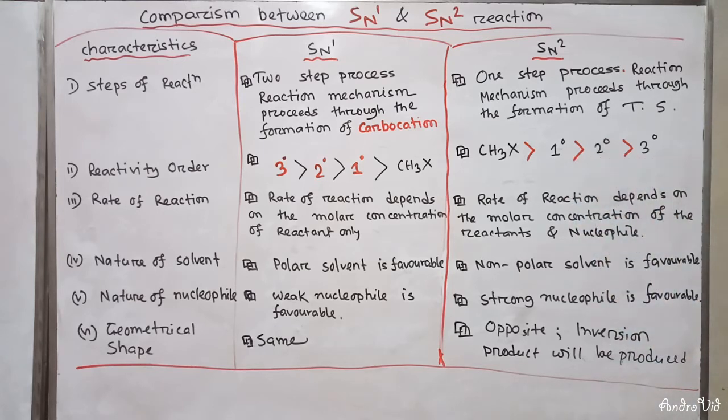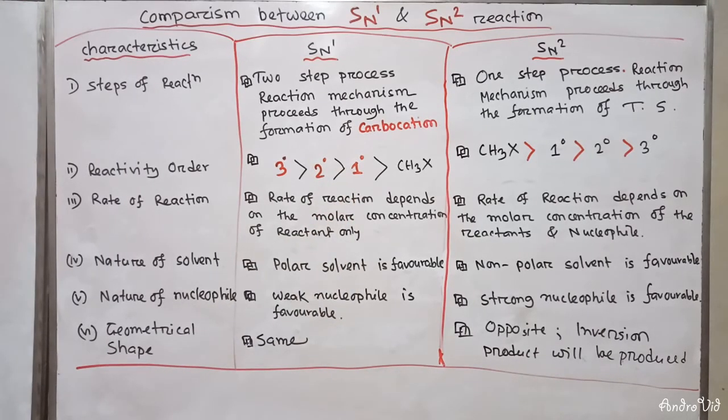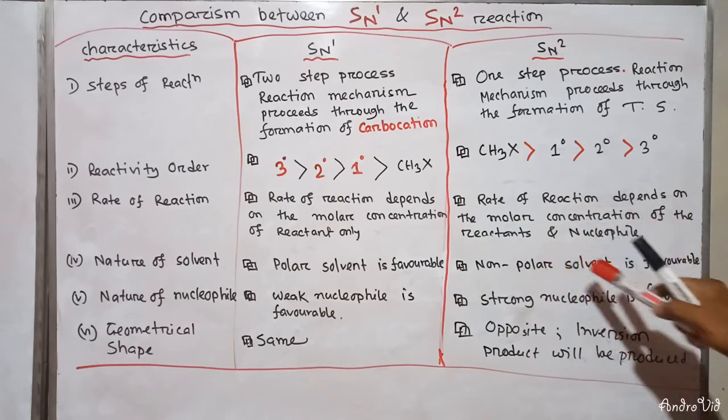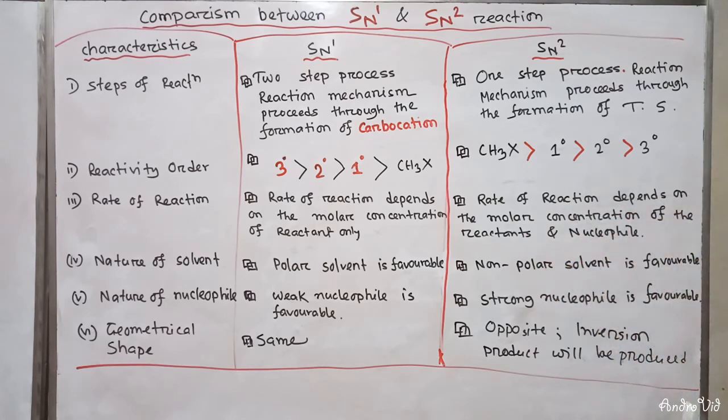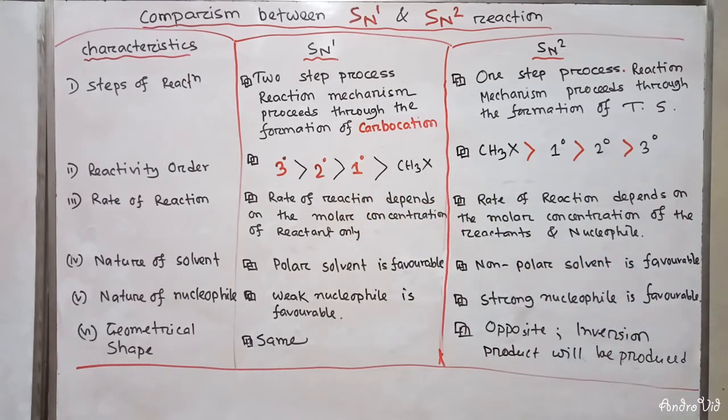Now the rate of reaction. In SN1 reaction, the rate of reaction depends on the molar concentration of the reactant only. I have already said this for a number of times. It does not depend on the molar concentration of nucleophile. But in case of SN2 reaction, the rate of reaction depends on the molar concentration of the reactant as well as the molar concentration of nucleophile. And that's why SN1 reaction is a first order reaction. This is a second order reaction.